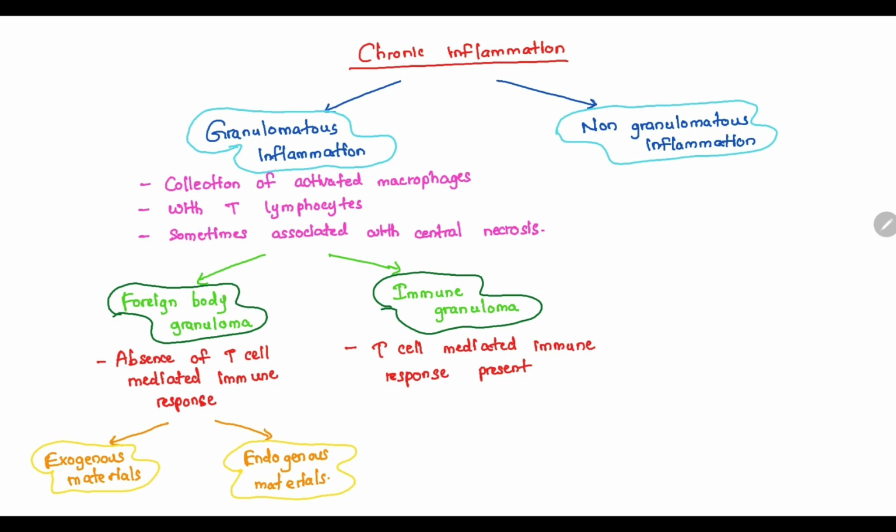Granulomatous inflammation is a collection of activated macrophages, and also there are T lymphocytes, and sometimes it can be associated with central necrosis.